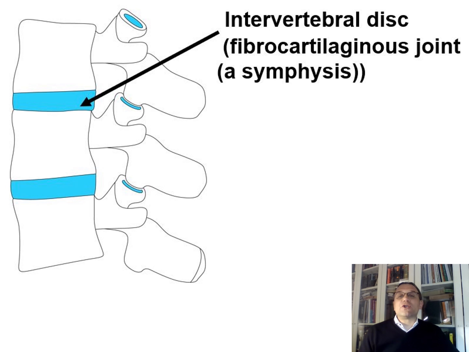Here is a very interesting joint called a symphysis. As you can see, it consists of an intervertebral disc in between the vertebrae. Also, this joint is known as a fibrocartilaginous joint.